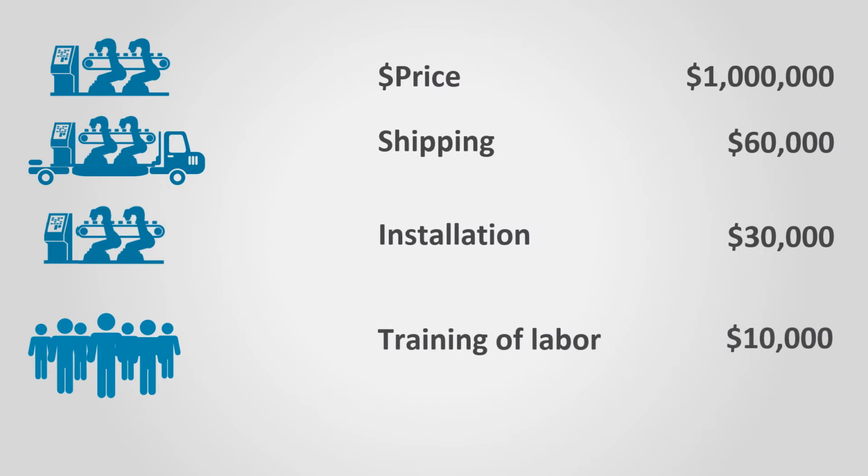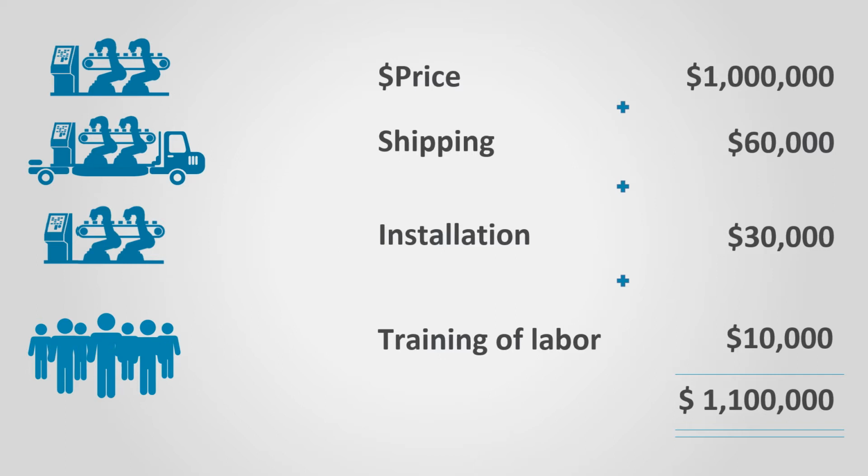The cost of the machine is calculated by adding the price of $1 million, the shipping cost of $60,000, the installation cost of $30,000, and training of labor for $10,000. So the total cost will be equal to $1,100,000.